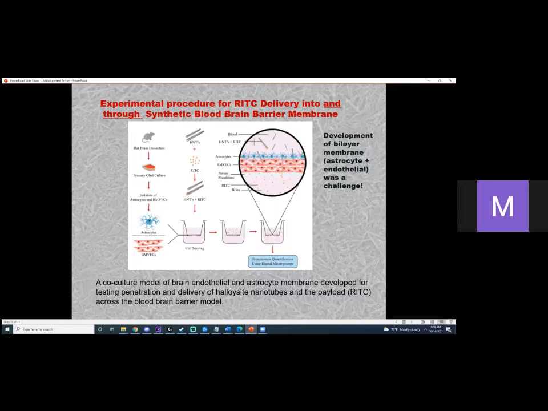And so we took the transwell insert and we layered the two cells, and then we added our sample on top of the cells, and we saw how it diffused and if it diffused through the membranes and even through the pore.